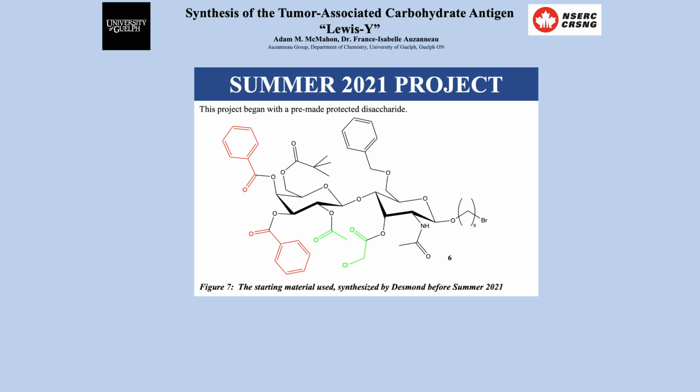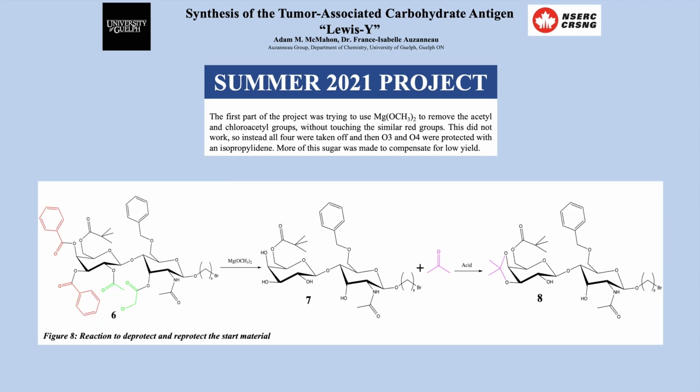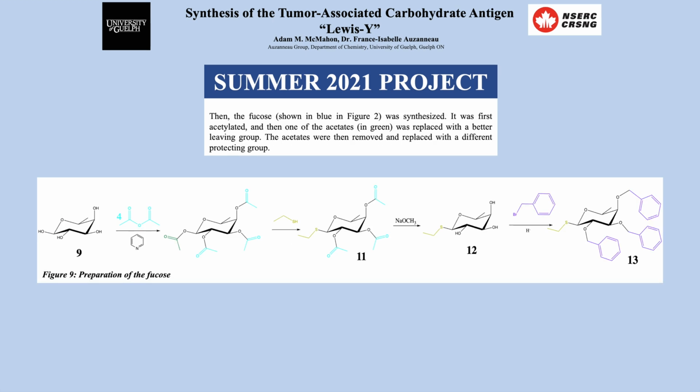My project began with a start material made by Desmond Gilmore, although more was later synthesized. The first step was trying to use magnesium methoxide to remove the acetyl and chloroacetyl groups, shown in green, without removing the similar benzoyl groups in red. However, this did not work, even after trying different concentrations of magnesium methoxide and different solvents. Instead, all 4 of the acetyl-like groups were removed with magnesium methoxide, and the O3 and O4 were protected with an isopropyridine. This sugar was eventually linked to 2 fucoses.